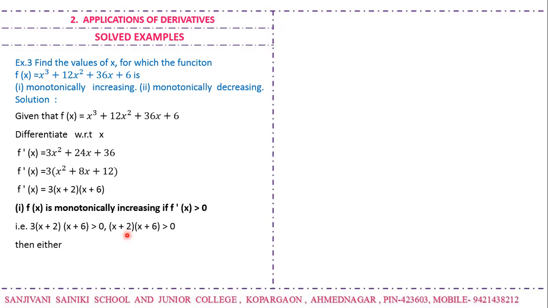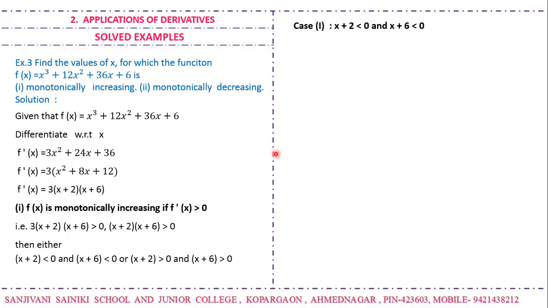Now when is this possible? If the first factor is positive, the second factor is also positive, so that their product is positive. And the other condition is that x plus 2 is less than 0 and x plus 6 is less than 0. In that case also the product is greater than 0. So we are getting two cases: this is the first case and this is the second case.